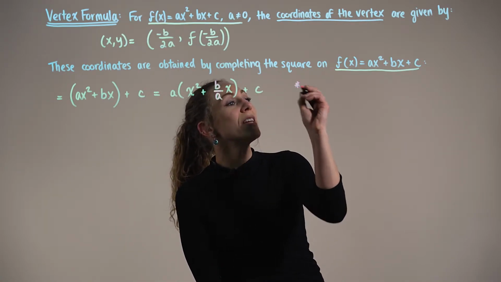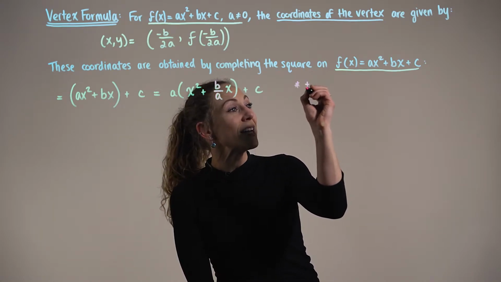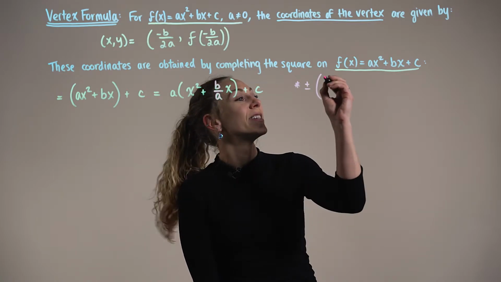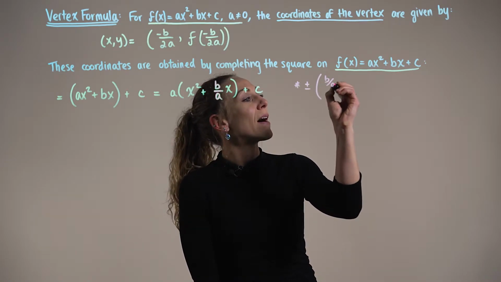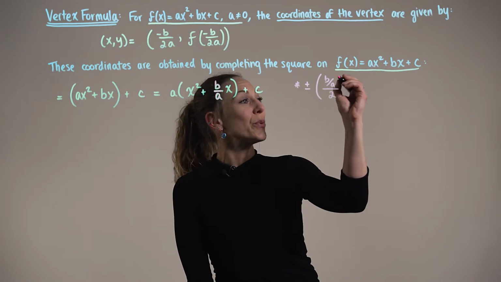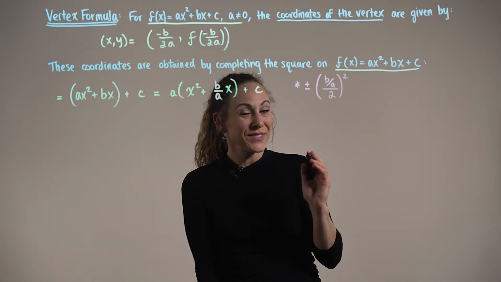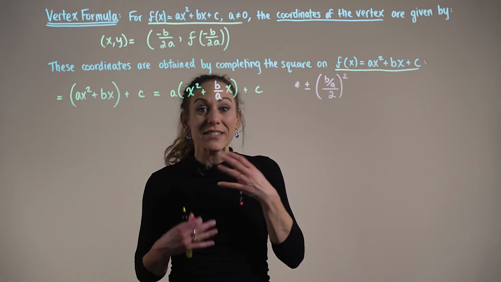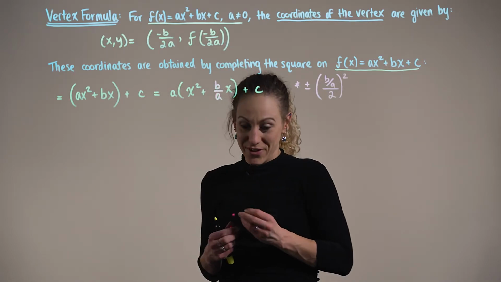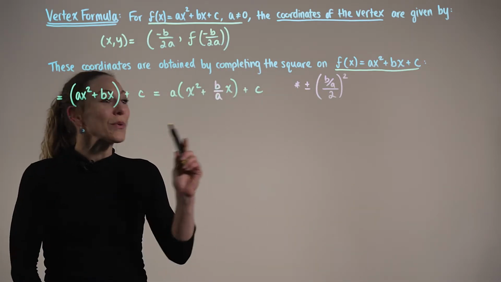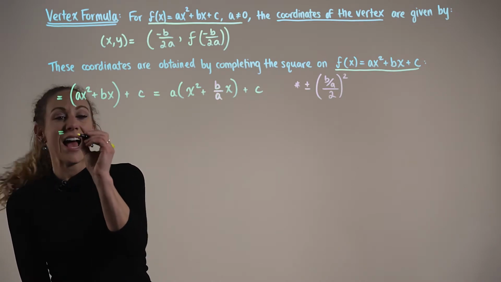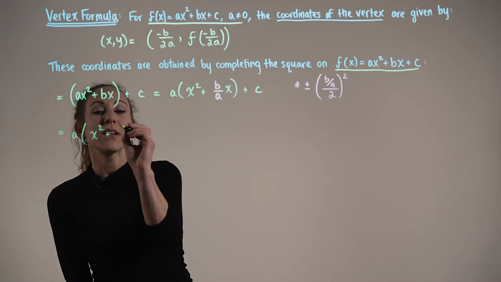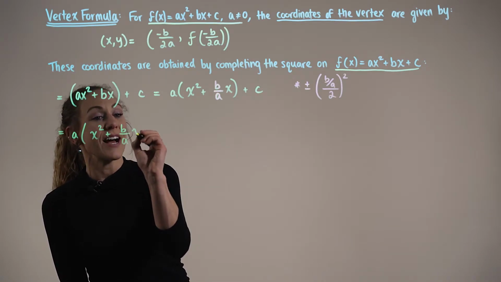To complete our square, we are going to need to add and subtract half of this coefficient squared, or b by a, all divided by 2, squared. And the reason that we're adding and subtracting it simultaneously is so that it's like we're doing nothing to this function.